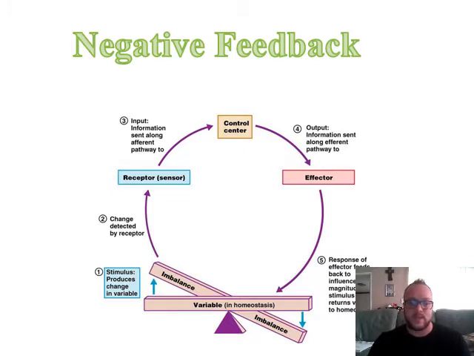By number one, it says there's a stimulus. This produces a change in some sort of variable. Again, that could be temperature, oxygen, carbon dioxide, pH, amount of water, amount of salt, that kind of stuff. The change is detected by a receptor. The receptor could ultimately be your pituitary gland. It could also be your liver, your pancreas, your hypothalamus. It could be a whole bunch of different things.